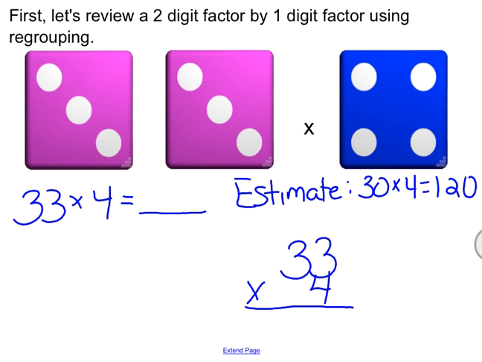Now I'm ready to multiply using regrouping. First I do 4 times 3, and that is 12. 12 ones, right? So since the answer is 12, the 2 goes in the ones place, and I regroup the 1. Next I do 4 times 3, and that is 12, and I add 1, which is 13. So the product of 33 times 4 is 132.